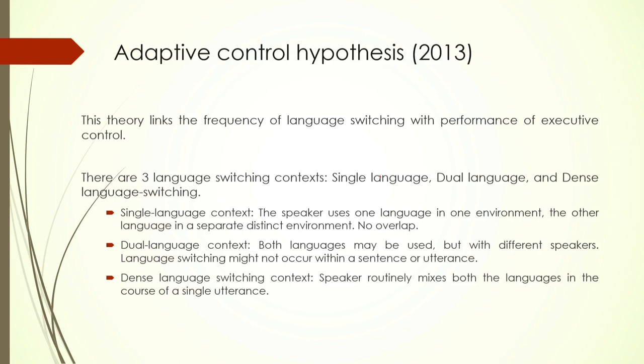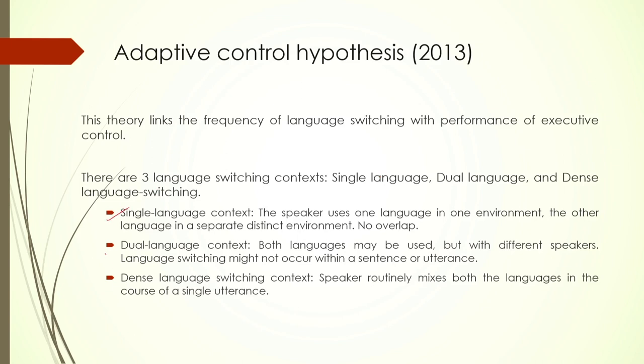So this theory takes it as a baseline that being bilingual itself does not guarantee higher executive control among bilinguals. What probably plays a role is the behavioral aspect of bilingual language use, which is about the language switching frequency, how often bilinguals switch their languages. Because if you switch languages, only then is there a chance of higher control mechanisms being put to use. So there are three switching contexts that the theory proposes.